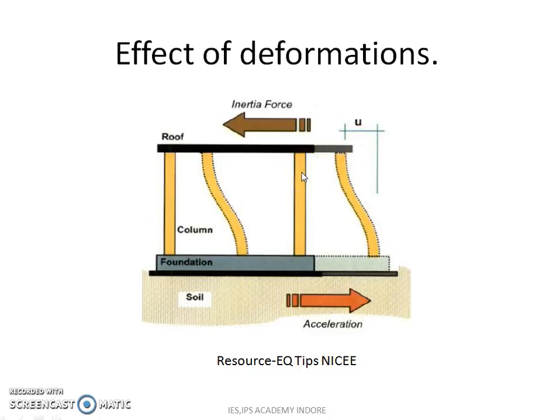If the roof has a mass m and experiences an acceleration a, the inertia force acts in a direction opposite to that of the acceleration. Thus, clearly from the example we can say that more mass means higher inertia force. Therefore, lighter buildings sustain the earthquake shaking better.